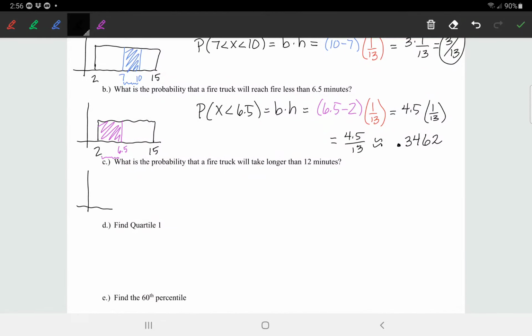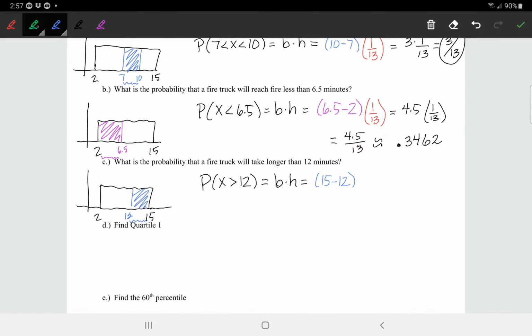What is the probability that the fire truck is going to take longer than 12 minutes? So again, our distribution goes in between 2 and 15. We are looking for the probability of 12 minutes and being greater than that. We would write that as the probability that x is greater than 12. Again, we're just calculating the base times the height, just the area of that rectangle. Now the base is in between 12 and 15, so the base goes 15 minus 12. Multiply it by the height, 1 over 13. And again, what we will get is 3 over 13.